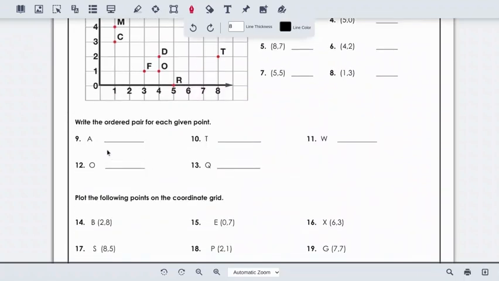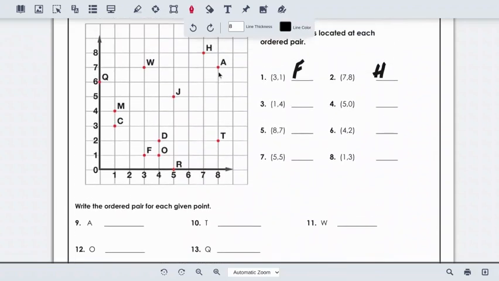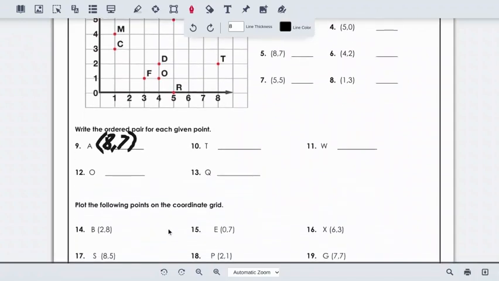Using the same grid, write the ordered pair for each given point. So I got to find A, and now I have to write the ordered pair. I'm going to go over 8 until I see the line that A is at on the over. So it's 8, and then I go up 7. So I'm going to do a bracket. I'm going to write 8. I'm going to do a comma, 7, and then a bracket. And that's how it should look.